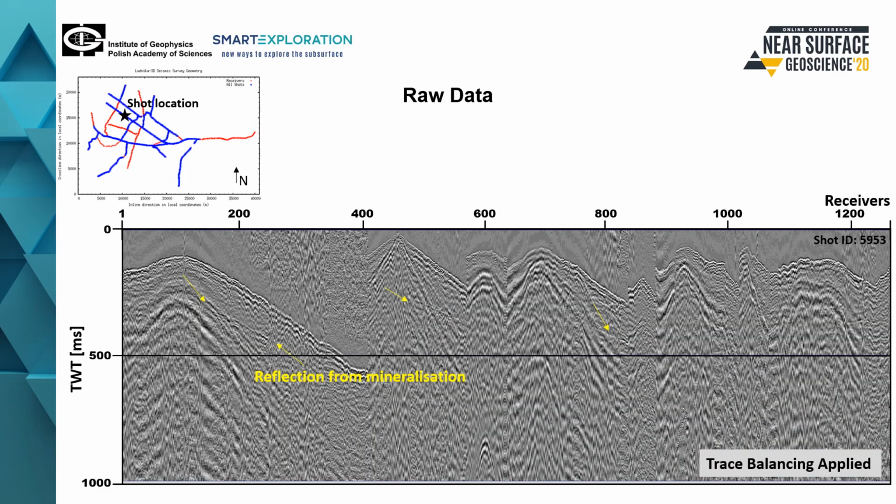Let me start by showing the quality of the acquired data. Here we can see that the acquired data is of good quality. We can clearly see the first arrival for the full offset range and also reflection from the mineralization marked by yellow arrows. The location of the shot is shown by black star in the top left figure.